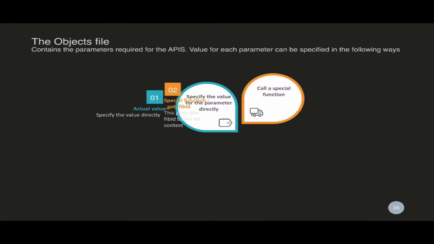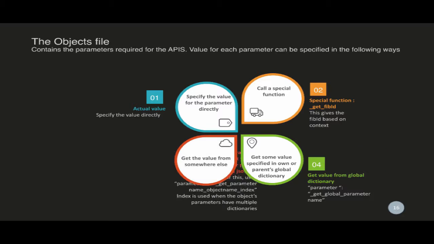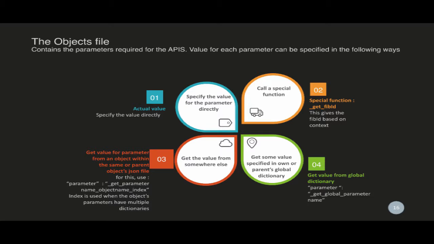The next file is the objects file, and trust me, this is the last one, so you won't be bogged down with many more files. So yeah, this is the objects file. It has the following characteristics. It again has key value pairs, but in this file it actually contains the parameters that are required for the APIs that you specified in the previous file. The value for each parameter can be specified in the following ways. There are 4 ways of doing that.